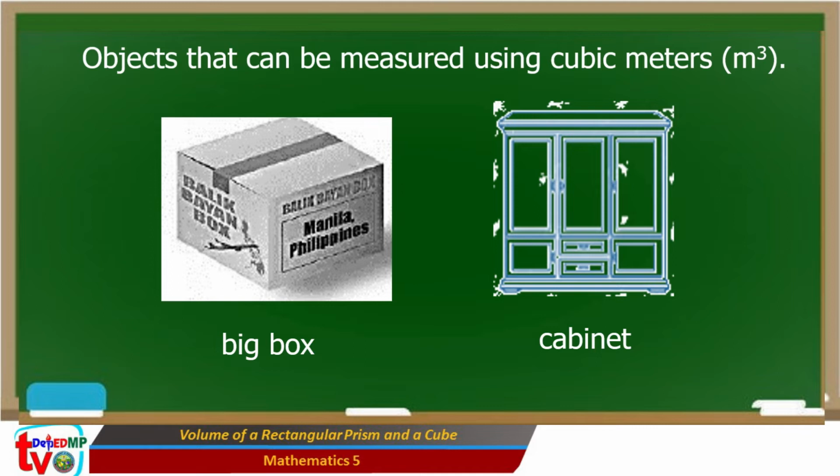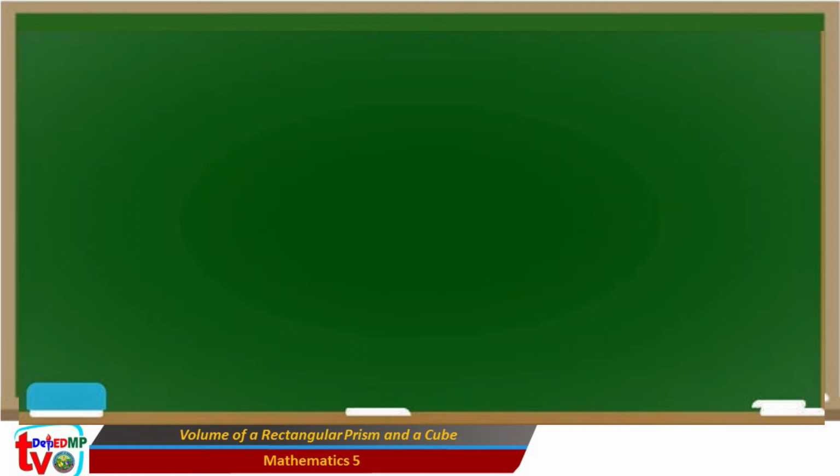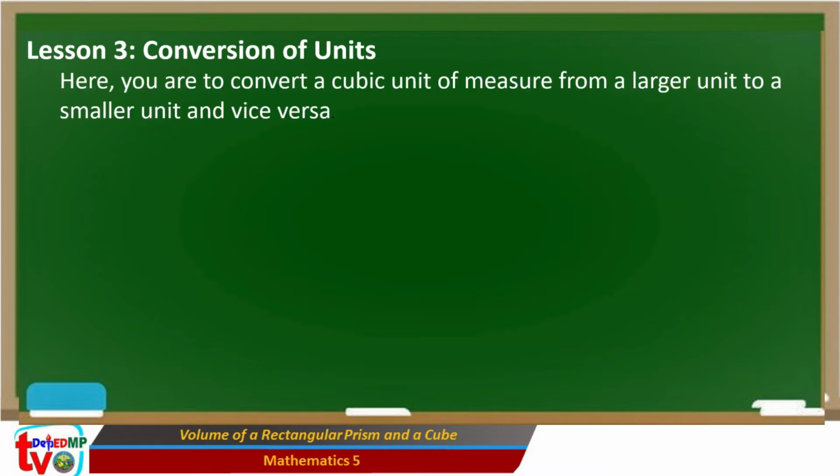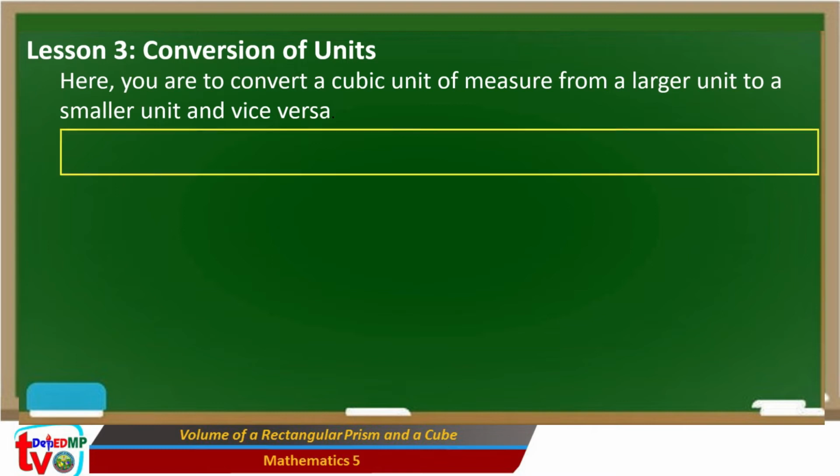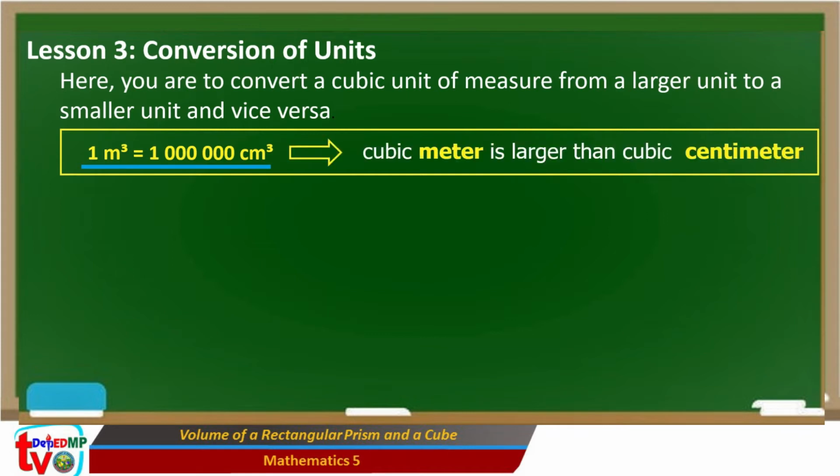Let's proceed to lesson 3. Lesson 3. Conversion of units. Here, you're to convert a cubic unit of measure from a larger unit to a smaller unit and vice versa. In converting cubic meter to cubic centimeter and vice versa, remember that 1 cubic meter is equal to 1 million cubic centimeters. Cubic meter is larger than cubic centimeter.